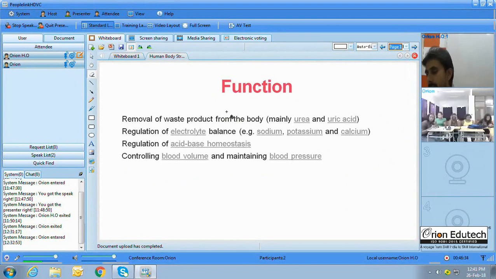And the functions of the urinary system: the removal of waste products from the body, mainly urea and uric acid; regulation of electrolyte balance, for example sodium, potassium and calcium; regulation of acid-base homeostasis; controlling blood volume and maintaining blood pressure.